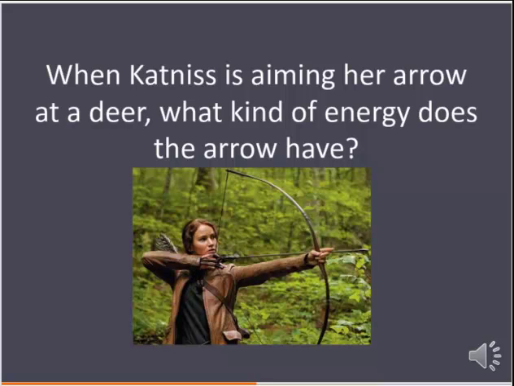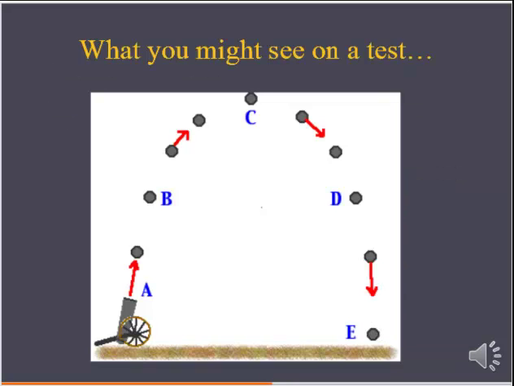Hopefully you guessed potential energy. What she's doing, now she might be moving the bow a little bit, but what she's doing with the arrow is she's putting it into a position where the arrow is going to be able to fly very fast and very straight.